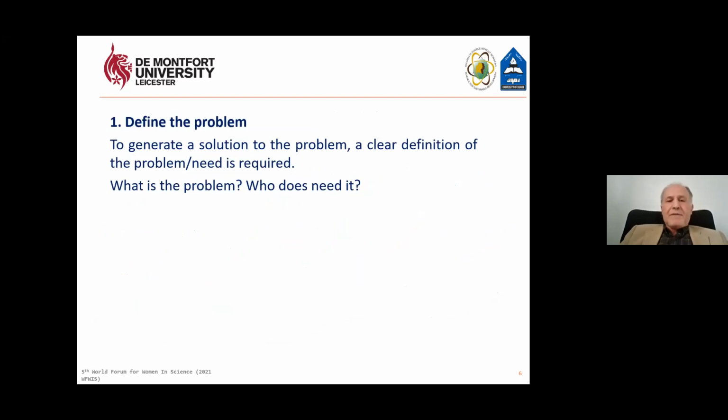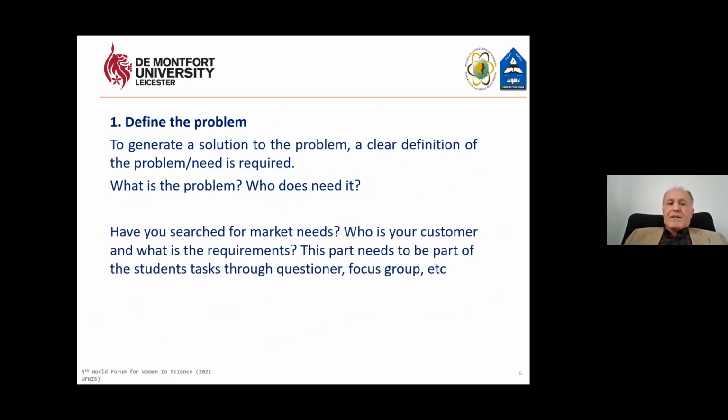So first step, define the problem. To generate a solution to the problem, a clear definition of the problem is needed and required. Where is the problem? Similar to any other research, there should be a problem to do the research, as an attempt, as a trial to solve it. Who needs it? Where is the customer? Have you searched the market needs? Does the market need this product or item? What are the requirements? Why do you need that? Why do they need the new one?